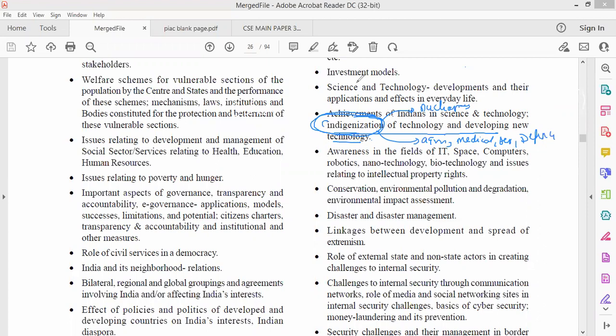Okay, Indianization means indigenous technology that has been developed by India. So this is your second topic. Okay, then come to the next topic.